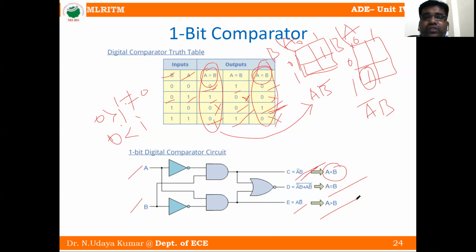So the first thing is we have to write the truth table. Then based on the truth table, we have to write the expression for A greater than B, or A is equal to B, and A less than B. After that, whenever we get the expression, we have to implement the combinational logic circuits by using the basic building blocks like universal gates and basic gates. Okay, this is called one bit comparator.